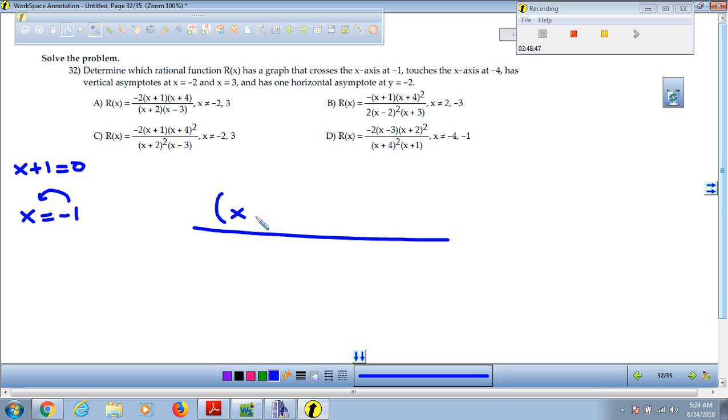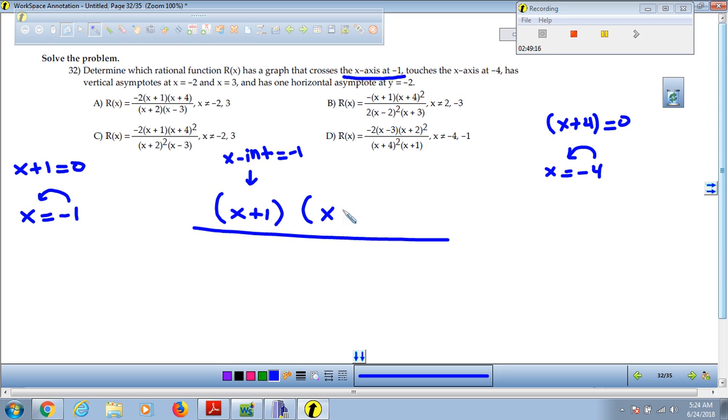So there needs to be an x plus 1 on top, and this is my x-intercept equal to negative 1. That's this part. Touches the x-axis at negative 4. Okay, so touches, that talks about another x-intercept. But when you move this here, this is going to look as x plus 4.